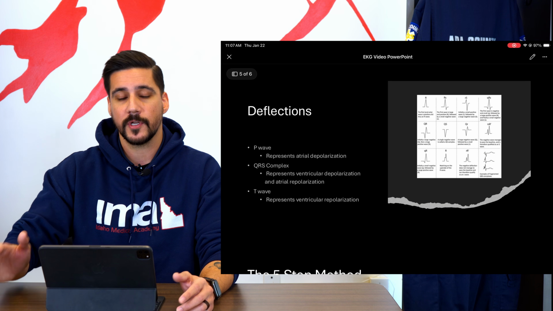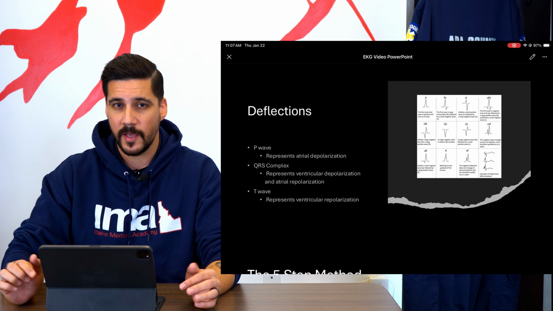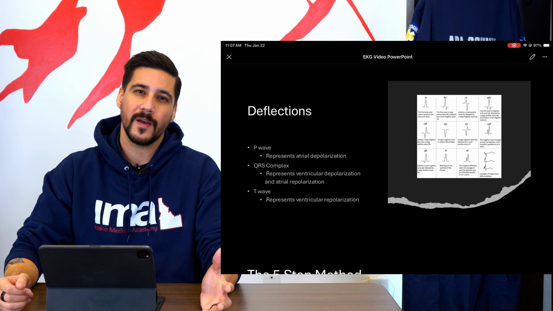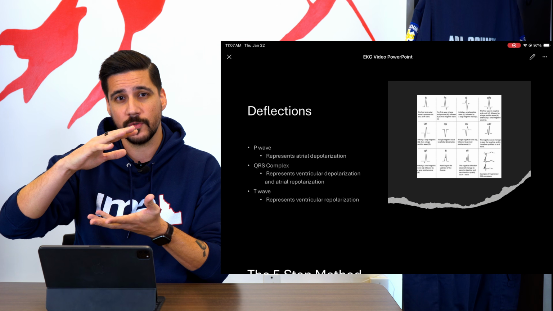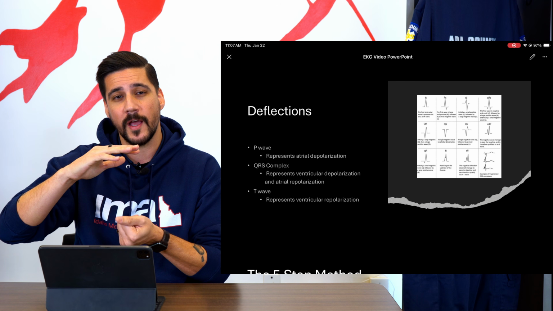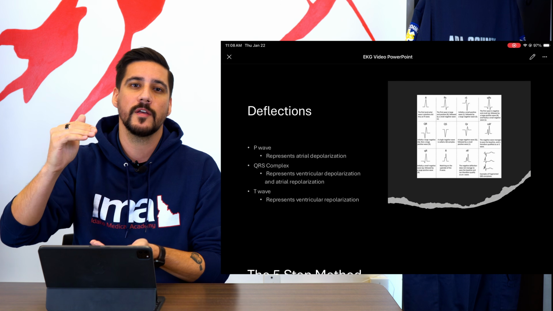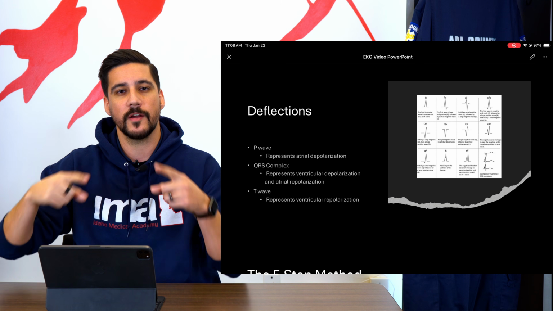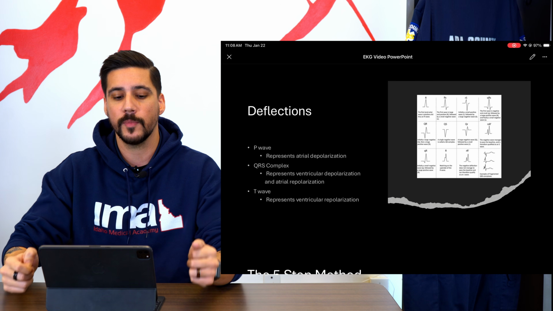Now, let's talk about the deflections. Each one of these little bumps on that line, each one of those little squiggles, represents something different. Now, if we think about how the heart itself actually functions, right? The atria contract, the ventricles contract. Remember, it's going to be bilateral at that point. So atria, ventricle, the whole point is to push blood into the atria, from the atria to the ventricle to the body, and with each heartbeat, the cycle continues. So we're constantly reoxygenating our hemoglobin in our blood.